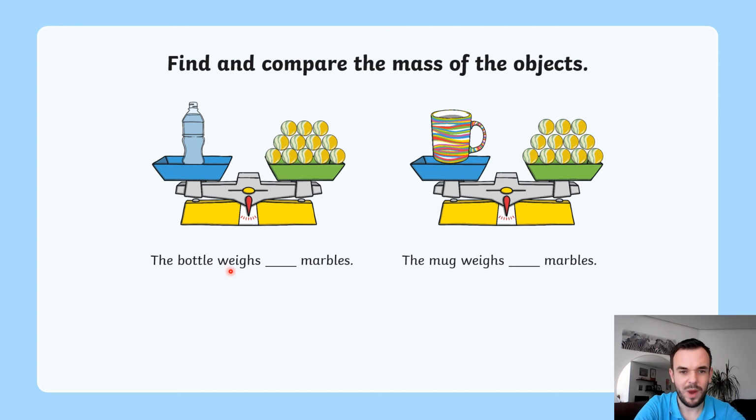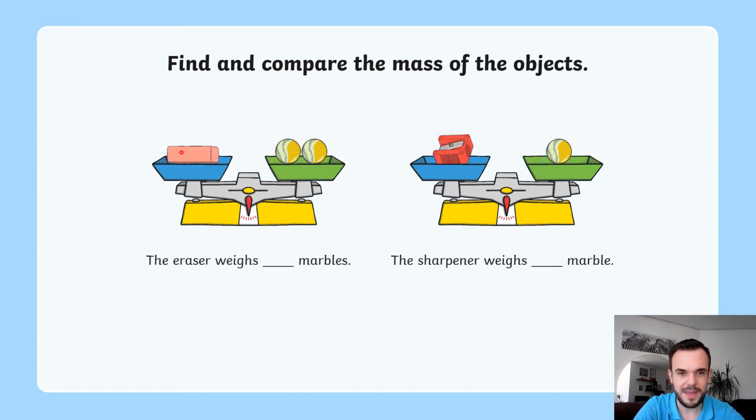The bottle weighs how many marbles? Let's have a look. 1, 2, 3, 4, 5, 6, 7, 8, 9, 10, 11, 12. The bottle weighs the same as 12 marbles. The mug weighs how many marbles? 1, 2, 3, 4, 5, 6, 7, 8, 9, 10, 11, 12. The mug weighs the same as 12 marbles.